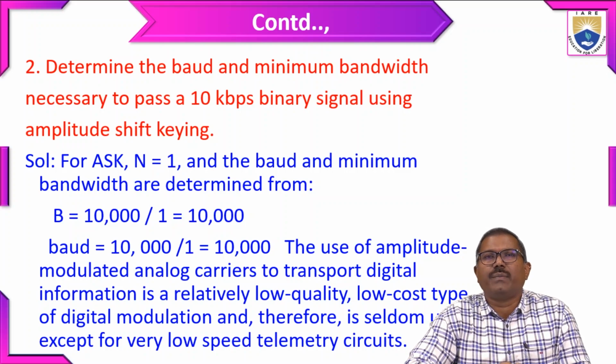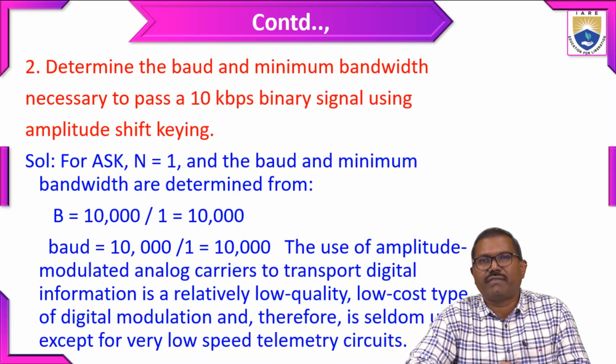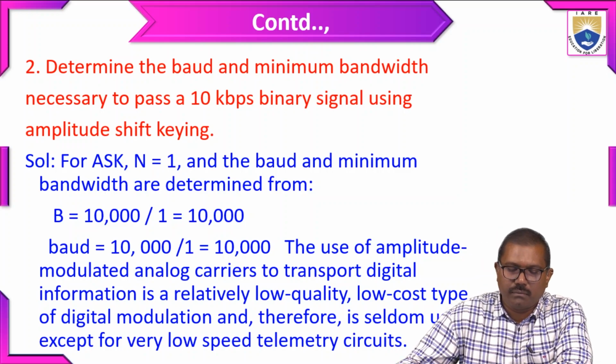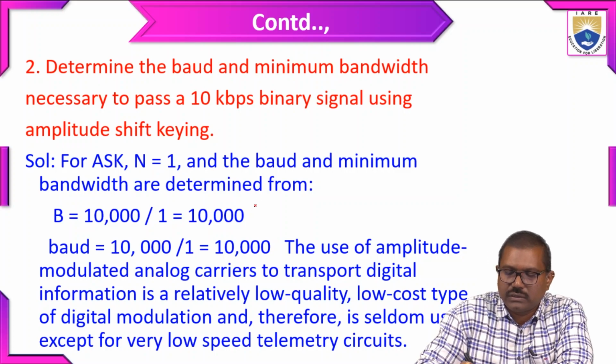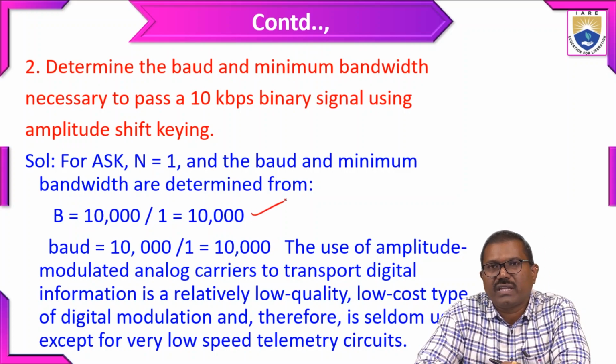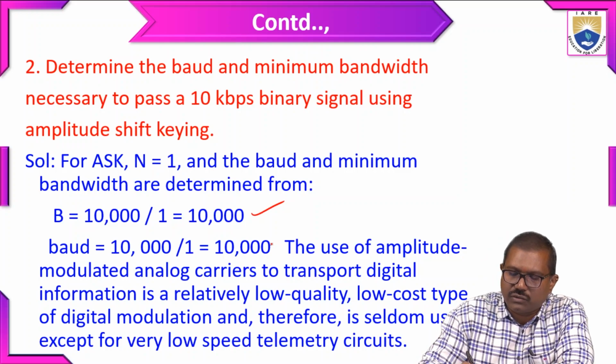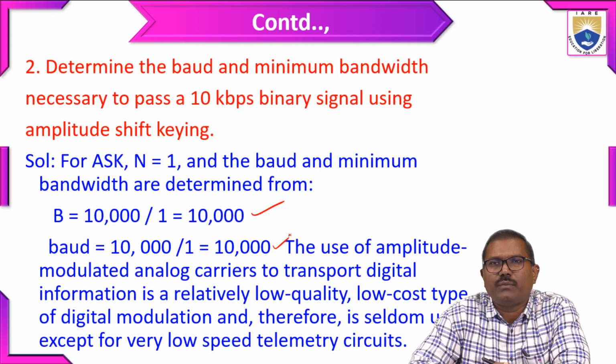The baud and minimum bandwidth are determined from bandwidth equal to 10,000 by 1, so simply 10,000. Again, baud is equal to 10,000 by 1, also 10,000.